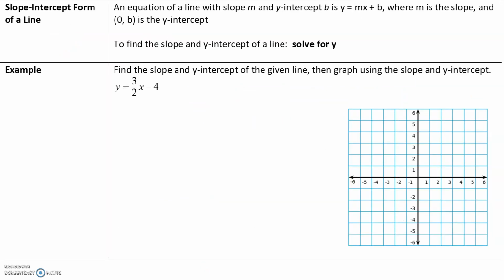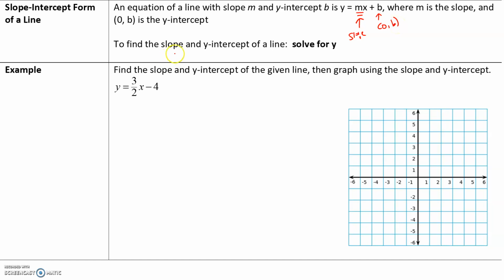Now let's use the slope in order to graph lines. An equation of a line with slope m and y-intercept b is y equals mx plus b. So the coefficient of the x, that's your m, is always going to be your slope. And remember, if you set the x value equal to 0, then this disappears, and b will be your y-intercept. So x equals 0 and y equals b, that's always going to be the y-intercept.